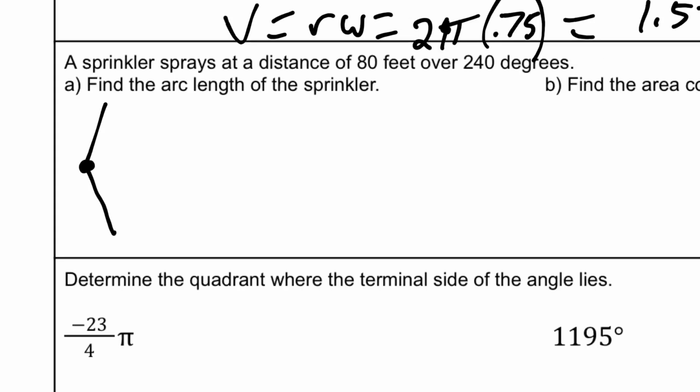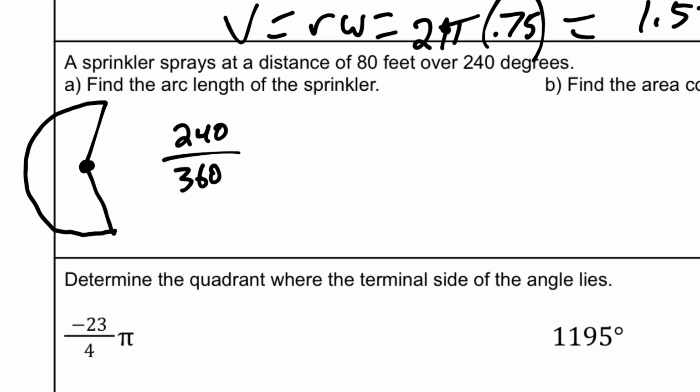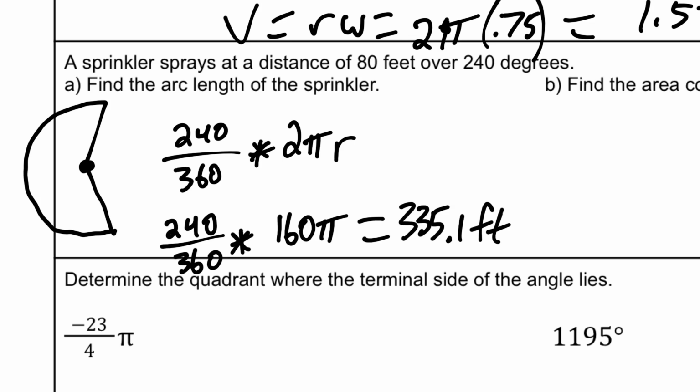So this will be my sprinkler head, and this is the area that it covers. You imagine that it rotates around there. And to find out the arc length here, I can take a proportion of the circumference. So we are at 240 degrees out of a possible 360, and we're going to multiply 2πr. And this gives me 335.1 feet.